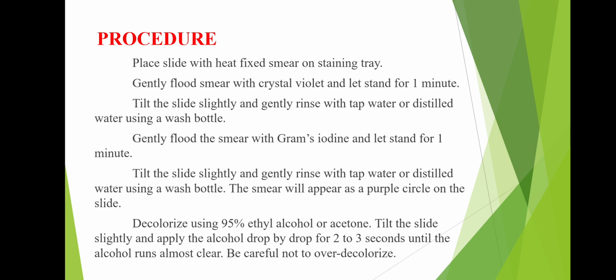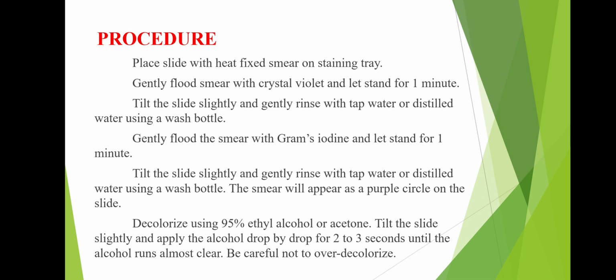Procedure of Gram staining. Place the slide with heat fixed smear on the staining tray. Gently flood the smear with the crystal violet. It is the primary stain. Let it stand for 1 minute or 60 seconds. Tilt the slide slightly and gently rinse with tap water or distilled water. Gently flood the smear with Gram's iodine. It is a mordant to increase attraction between the cell and dyes. Let it stand for 1 minute. Tilt the slide slightly and gently rinse with tap water or distilled water. The smear will appear as a purple circle on the slide.